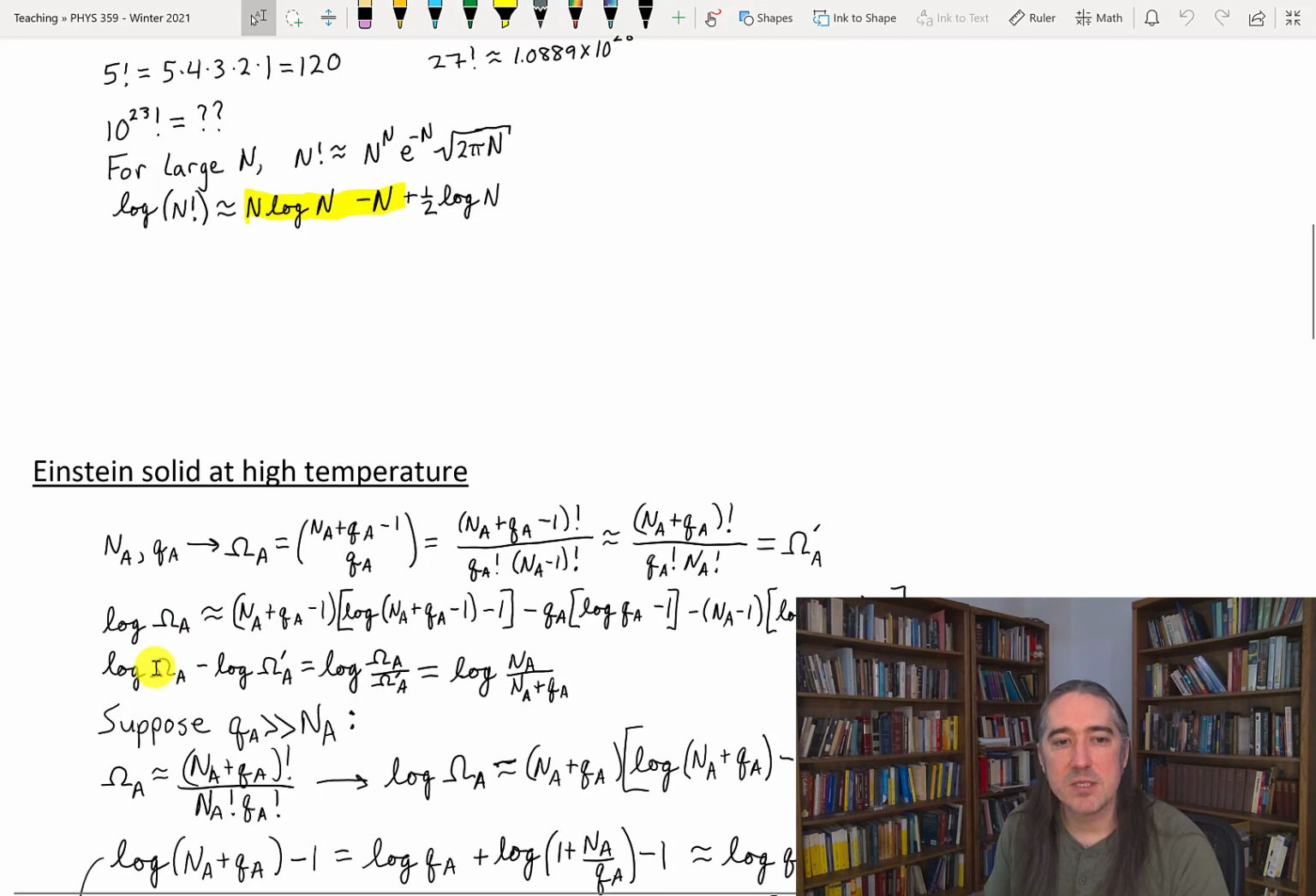If we take the difference of log omega and log omega prime, the difference of two logarithms is the logarithm of the ratio. So this is log of omega over omega prime, and that just picks out the two factors I identified up here, n_a plus q_a and n_a. What you see is that the difference between these two is the logarithm of a ratio of large numbers. That's going to be quite small compared to the large numbers themselves.